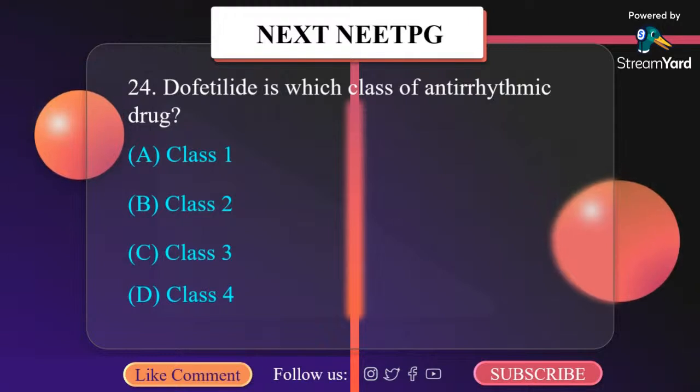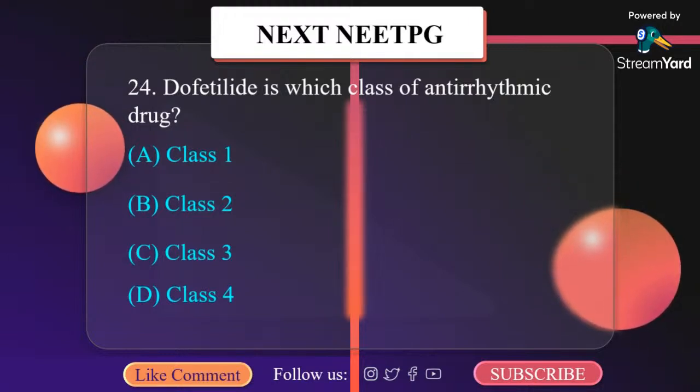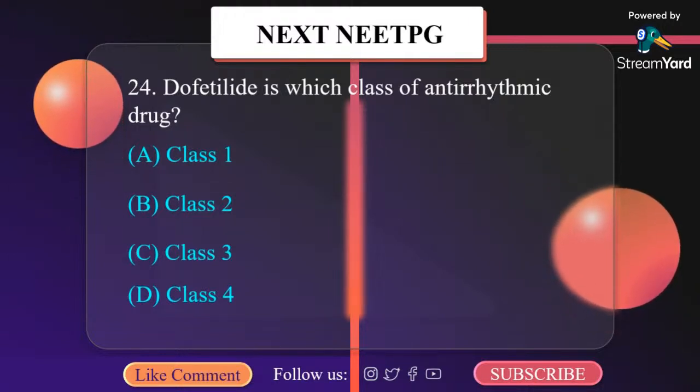Dofetilide is which class of antiarrhythmic drug? A. Class 1, B. Class 2, C. Class 3, D. Class 4. It is Class 3.